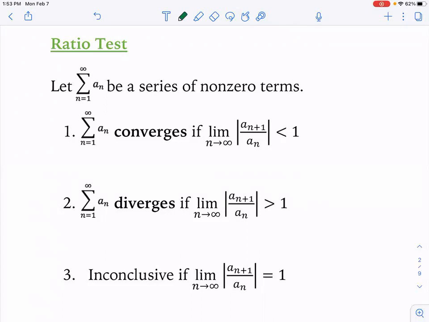Okay, so the ratio test is something that I like to use when you have a hodgepodge of types inside of one series. So like maybe you have 5 to the n over n factorial. There are multiple things happening inside your fraction. That's going to be a good thing to use for your ratio test.